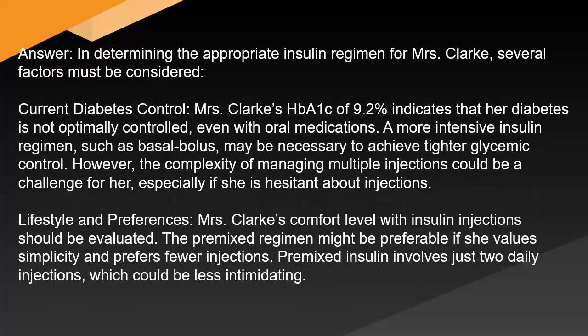Answer: in determining the appropriate insulin regimen for Mrs. Clark, several factors must be considered. Current diabetes control. Mrs. Clark's HbA1c of 9.2% indicates that her diabetes is not optimally controlled even with oral medications. A more intensive insulin regimen such as basal bolus may be necessary to achieve tighter glycemic control. However, the complexity of managing multiple injections could be a challenge for her, especially if she is hesitant about injections.